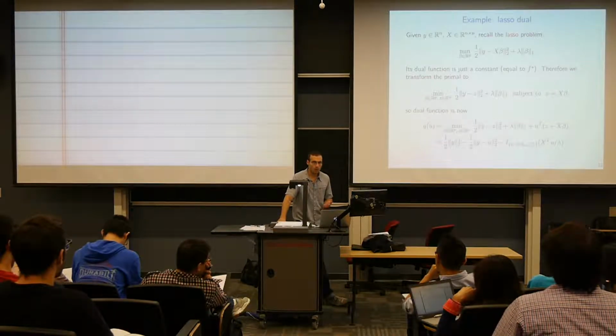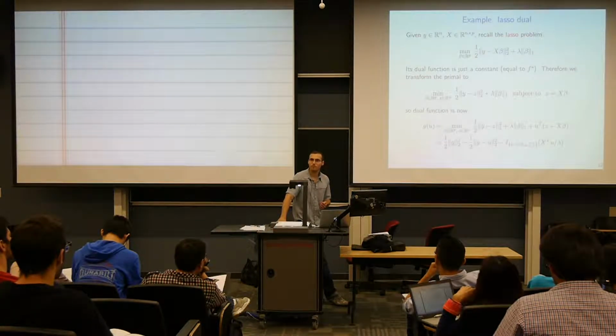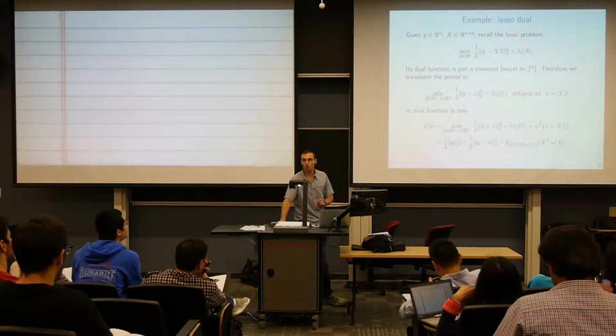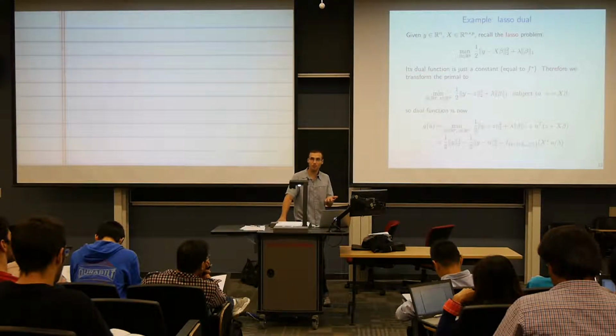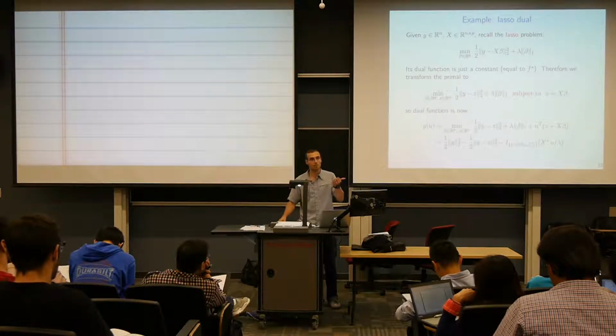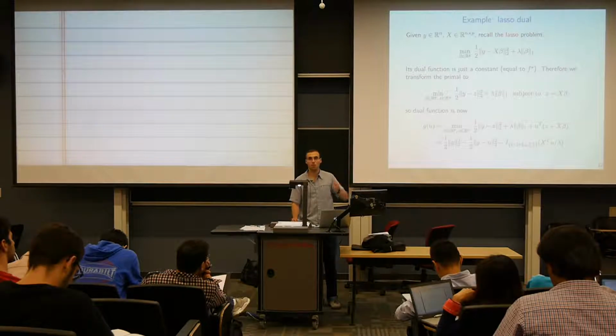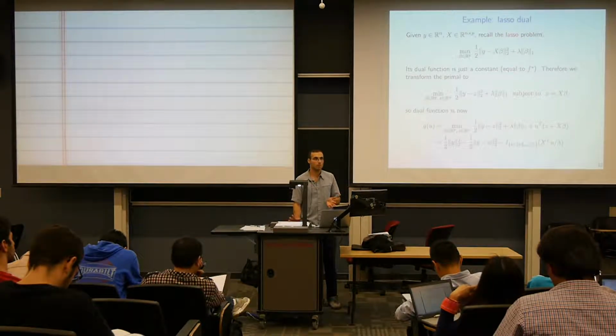And so what is the dual function? The dual function is given by minimizing this over all beta, plus the Lagrangian terms, but they're vacuous because there are no constraints. So the dual function is actually a constant. It's a function of no variables, and it's equal to a constant, which is f star, the optimal value of this problem. Not very useful, right?